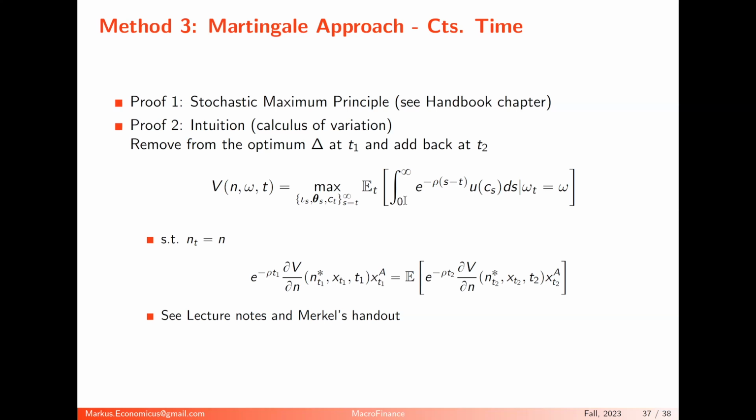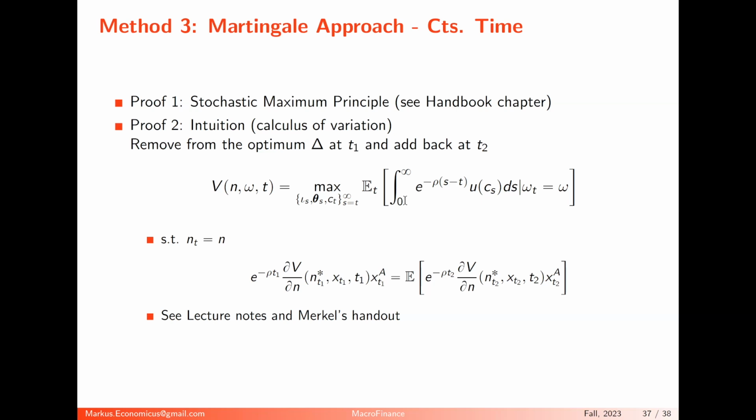So how do you really prove the martingale approach in continuous time? I just gave you this discrete time equivalence, and then we can take the limit, and then we get this martingale thing. And I gave you this intuitive approach. The way you really do it is a stochastic maximum principle, what we did before, and say, okay, actually, the martingale approach is a special case of that. You can also use the calculus of variation.